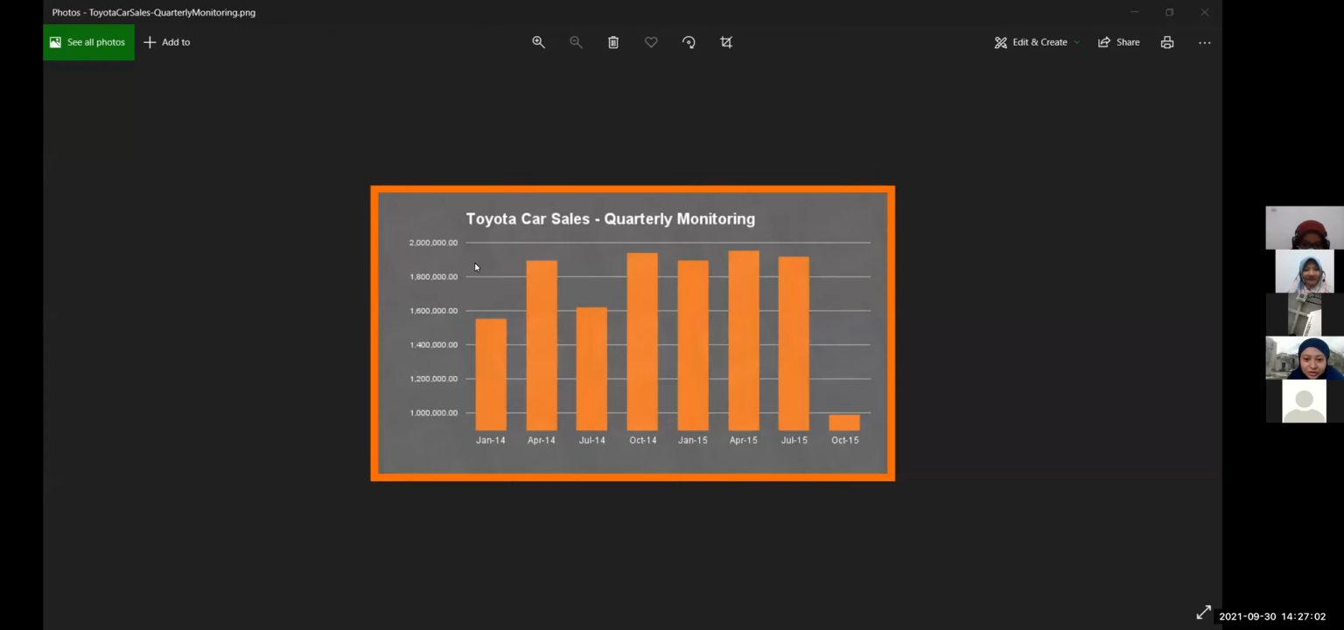Based on this graph, we can see that the sales of Toyota cars fluctuated in the first 3 months, and in January to July for 2014, but it went steadily constant from October 2014 to July 2015, and the lowest sale in October 2015. Okay, thank you so much, Miss Pia.